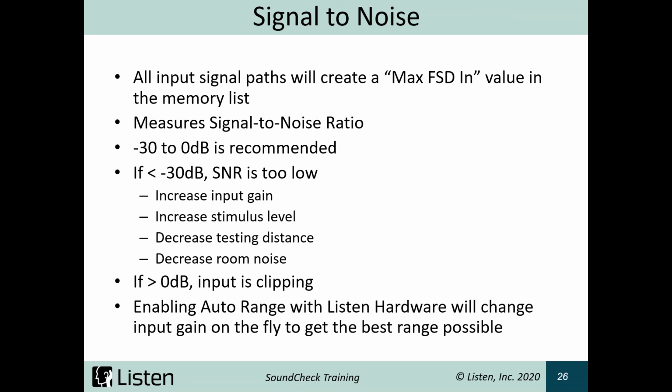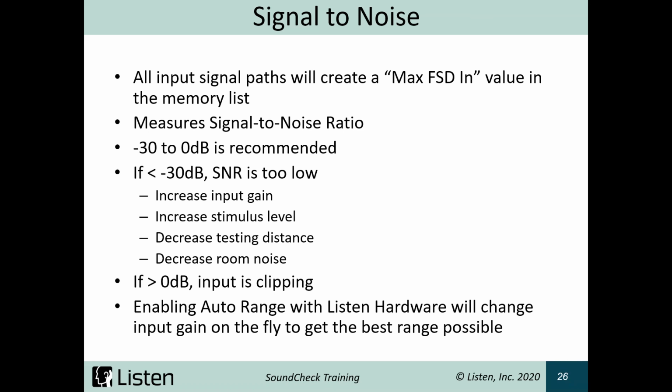If you're under minus 30 dB, your signal to noise ratio is too low. It doesn't mean your measurements aren't good, but it could be one way when you're trying to optimize your measurements to try and get that more within the sweet spot. You could try to increase the input gain. If you have a preamplifier with adjustable gain and your max FSD in value is very low, think about increasing that level.